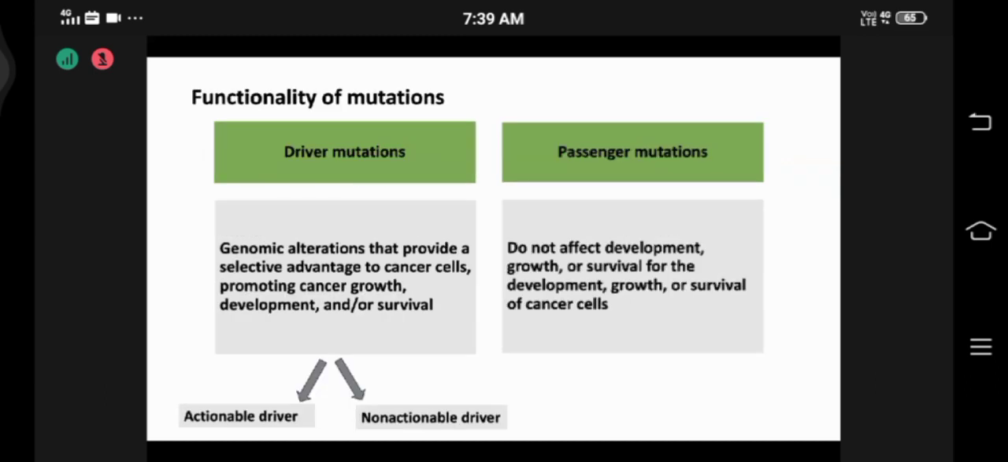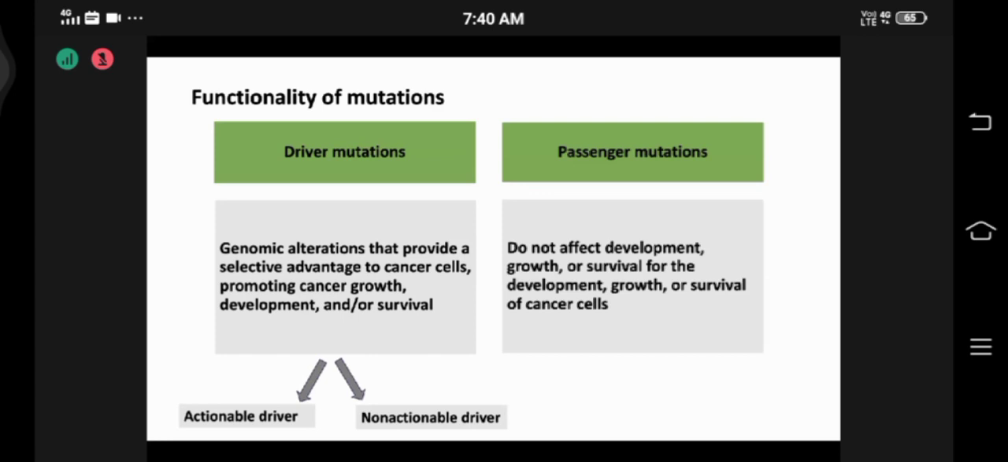Okay, another terminology, very important, is this mutation we found functional or not functional? Now, if it's a functional mutation, you're actually talking of driver mutations. They are driving your cancer. The rest of the mutations in the background which you're finding, which may not be driving the cancer, are called passenger mutations. So a driver mutation is a genomic alteration that provides a selective advantage to the cancer cell, and that is giving the advantage for the cancer cell to grow, to survive, to develop more, to propagate. And these driver mutations may sometimes be actionable and they may be non-actionable. So that's another very important part. Did we find a driver which is actionable, or did we find a driver which is non-actionable?